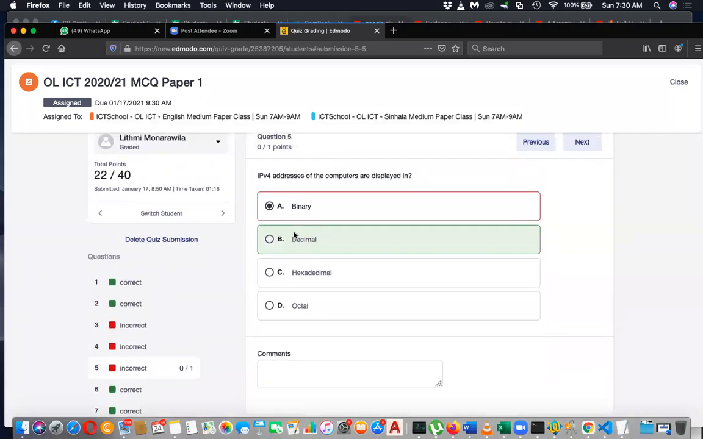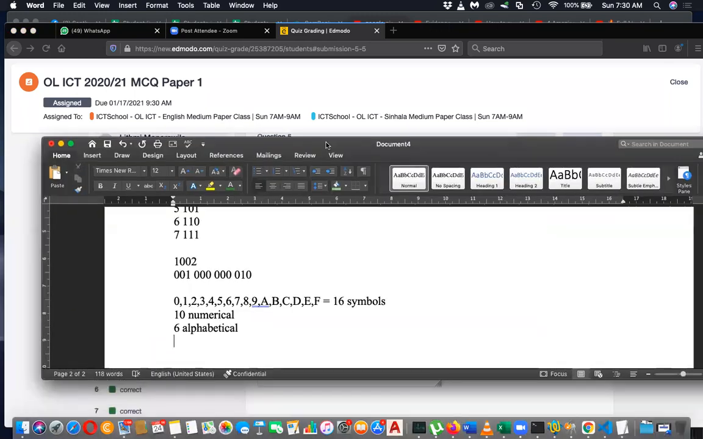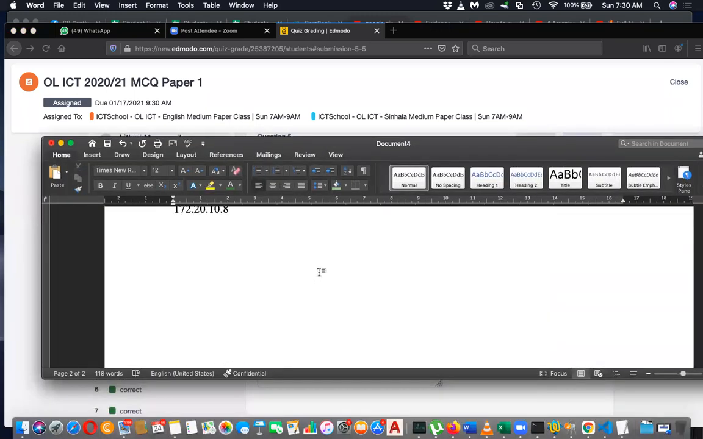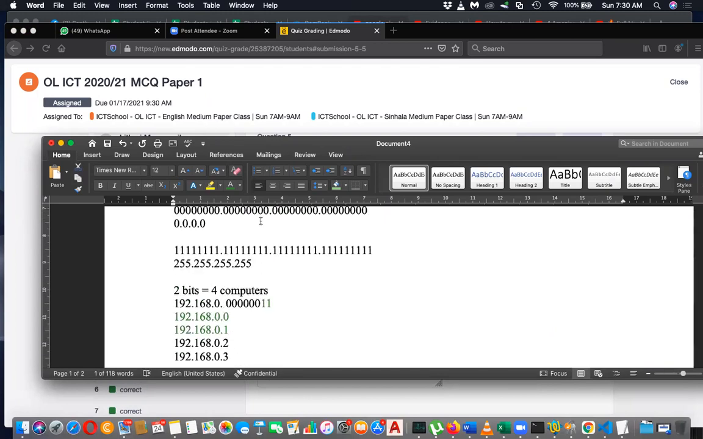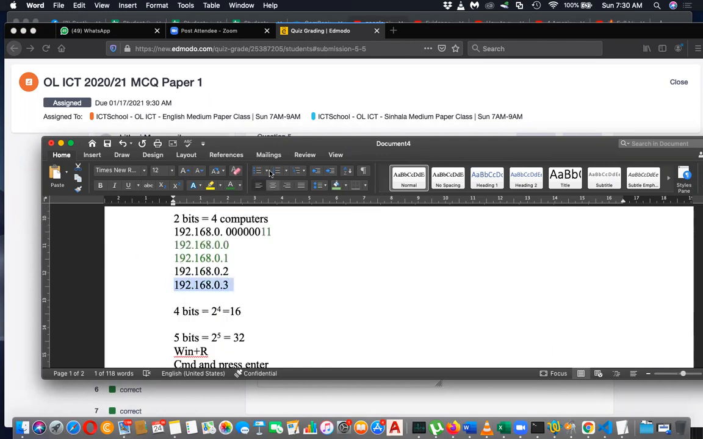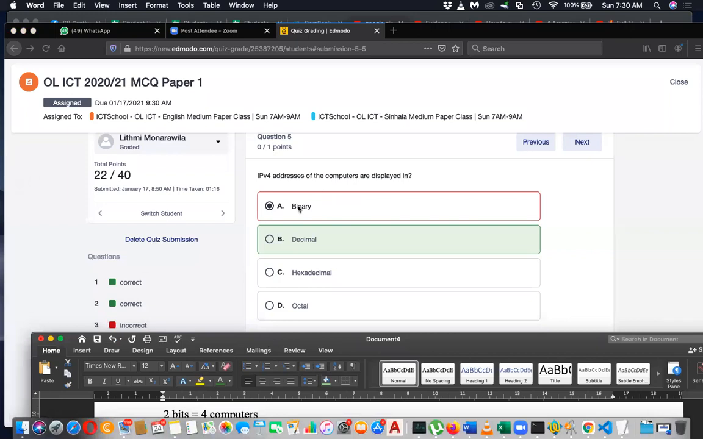Then next one. IP version 4 address of the computers are displayed in. It's shown in decimal, but it is calculated in binary. Displayed to us in decimal. Calculated in binary. Here IP version 4 addresses of the computer are displayed in, not in binary.